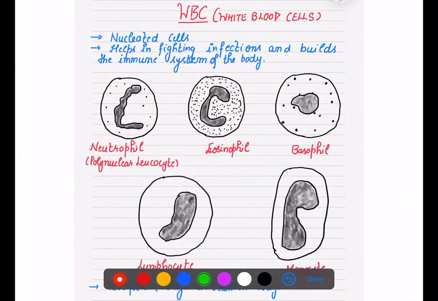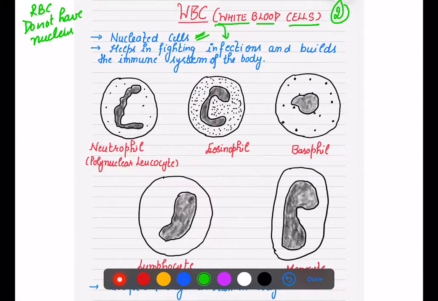This is about RBC. Now the second blood component is WBC. WBCs are white blood cells. They are nucleated cells. What were RBCs? They do not have a nucleus, and WBCs are nucleated cells. The major function of WBCs is to provide immunity. What do they provide to the body? Immunity. The immunity they provide helps in fighting infections. So they help in fighting infections and build the immune system of the body.